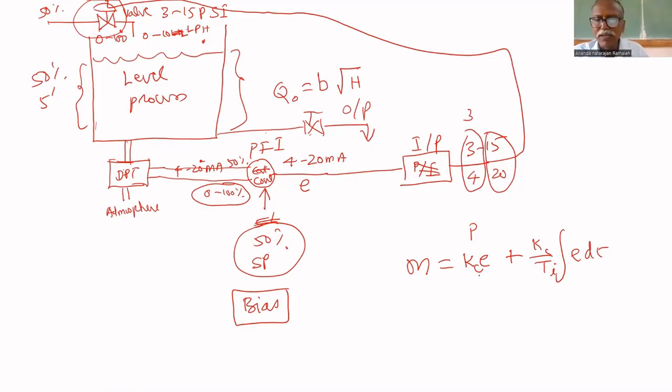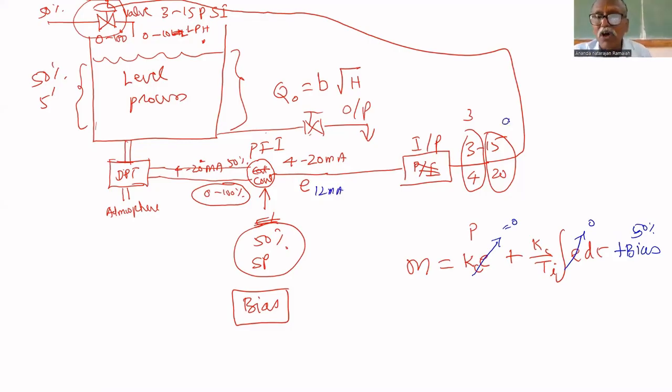If the error is 0, the controller output is 0. That's why this will not work out. Therefore, the valve will be completely closed. To avoid that, we have to add something called a bias. Bias is always 50%. For 4 to 20 milliamps, what is the middle value? 12 milliamps. The controller output always must be 12 milliamps.